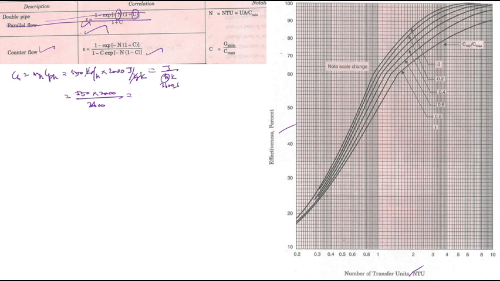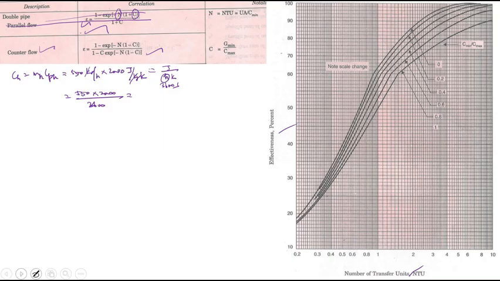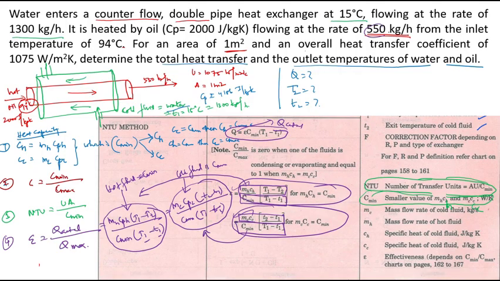Please wait. We are getting the value that is around 305. Better you take 500, not 550. So you can take 500 watt per Kelvin.